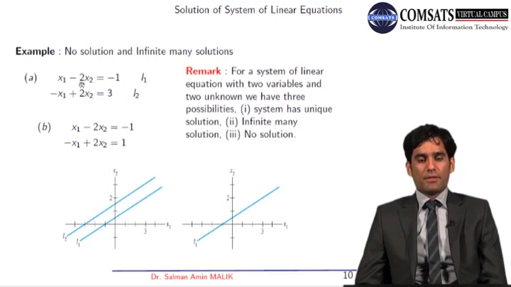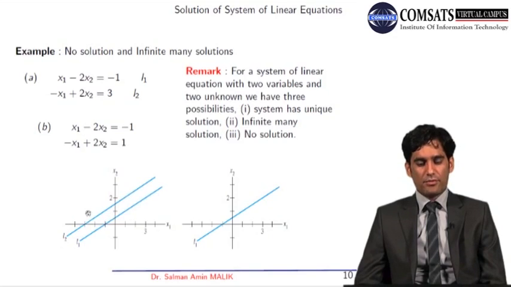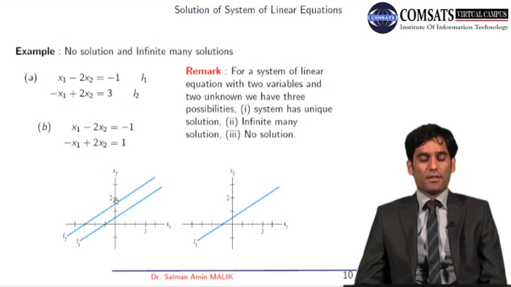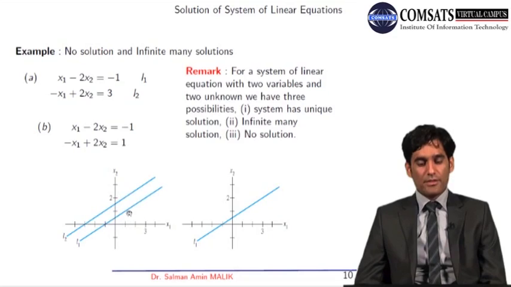I have written here 2 examples. The first one is given by this one, and once again I have denoted these straight lines as L1 and L2. For the system of linear equations denoted by A, the lines are plotted here. These 2 lines are parallel. Of course, these 2 lines will never intersect because they are parallel. So we can say that the system has no solution. Why? Because these 2 lines will never intersect.